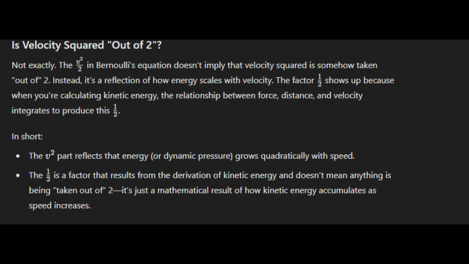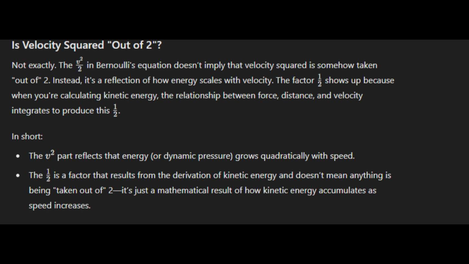Not exactly. The v squared over 2 in Bernoulli's equation doesn't imply that velocity squared is somehow taken out of 2. Instead, it's a reflection of how energy scales with velocity. The factor 1 over 2 shows up because when you're calculating kinetic energy, the relationship between force, distance, and velocity integrates to produce this 1 over 2.